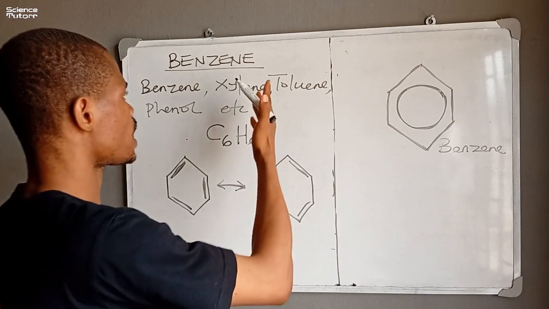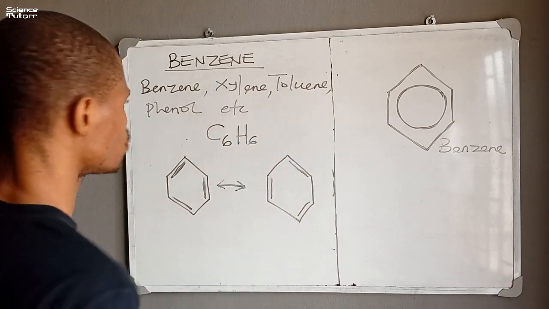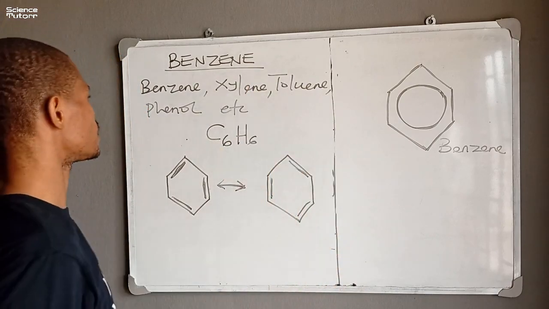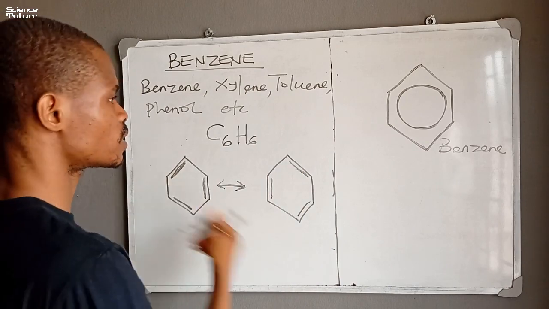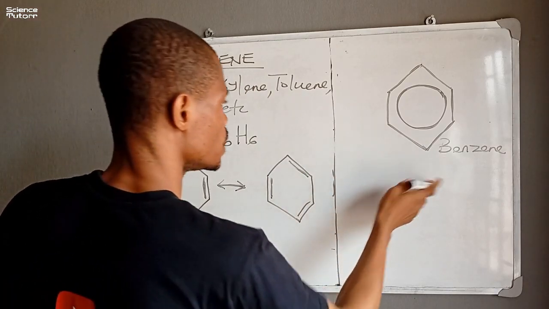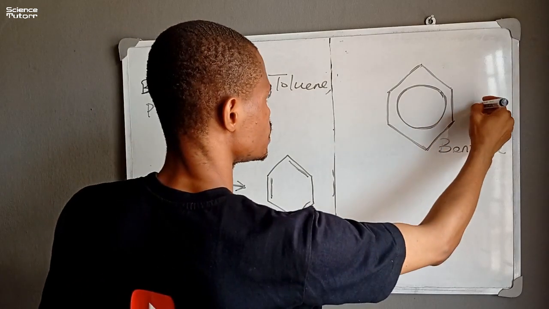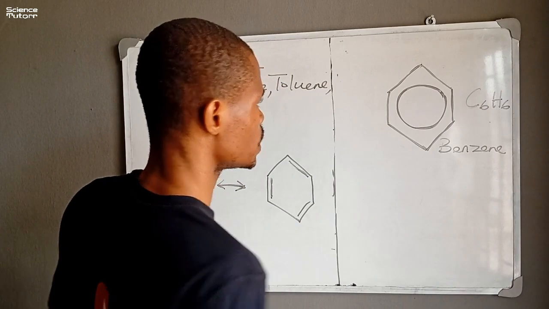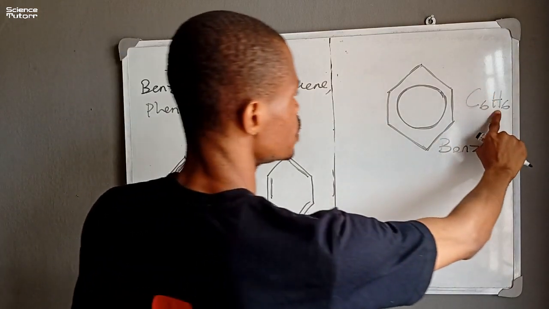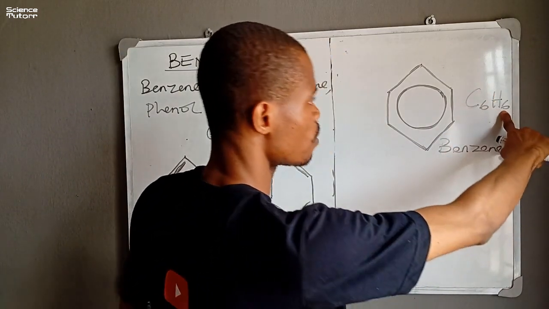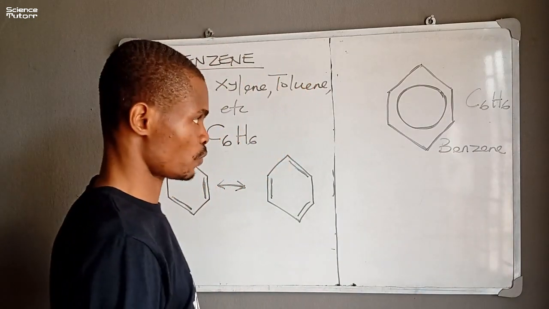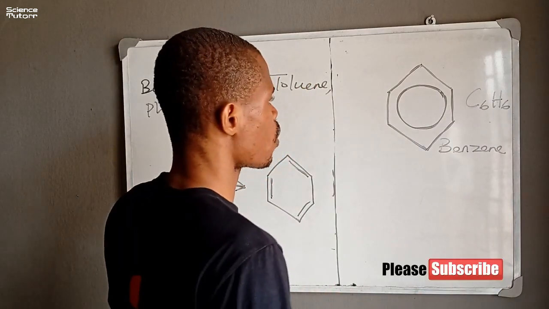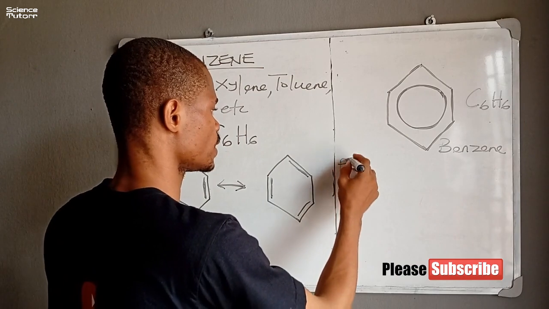From benzene, we can also generate other aromatic compounds. For example, the likes of toluene can be drawn from benzene. Xylene can also be drawn. Phenol, for example, consider phenol. Phenol is obtained, remember this is C6H6. To draw phenol, I simply remove one hydrogen from benzene. So the structure of phenol goes like this.